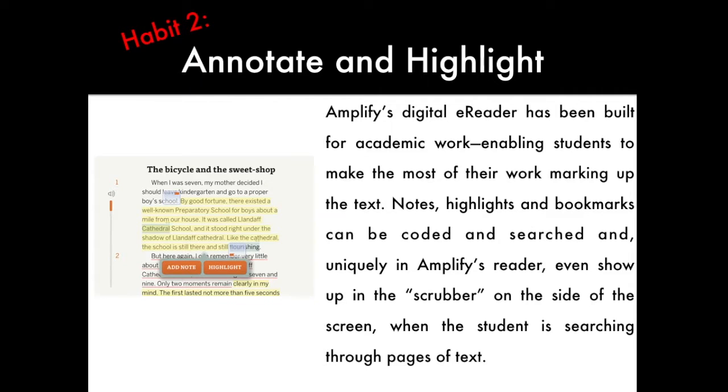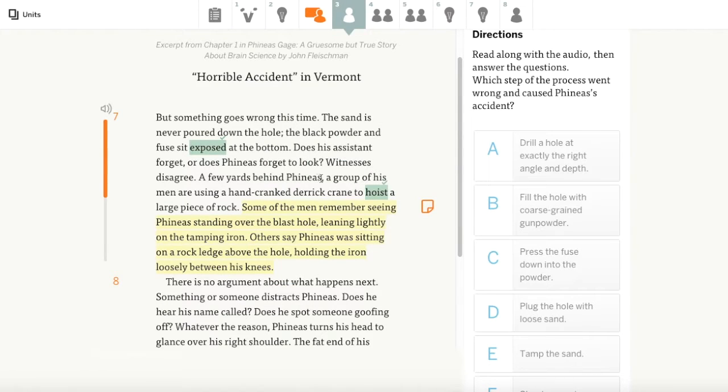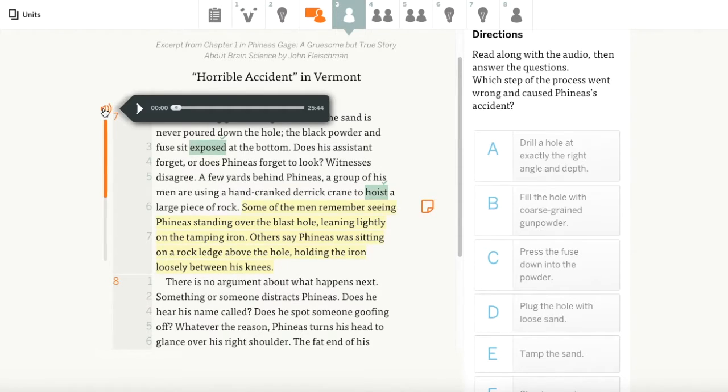Habit 2, annotate and highlight. Amplify's digital e-reader has been built for academic work, enabling students to make the most of their work marking up the text. Notes, highlights, and bookmarks can be coded and searched, and uniquely in Amplify's reader, even show up in the scrubber on the side of the screen when the student is searching through pages of text.